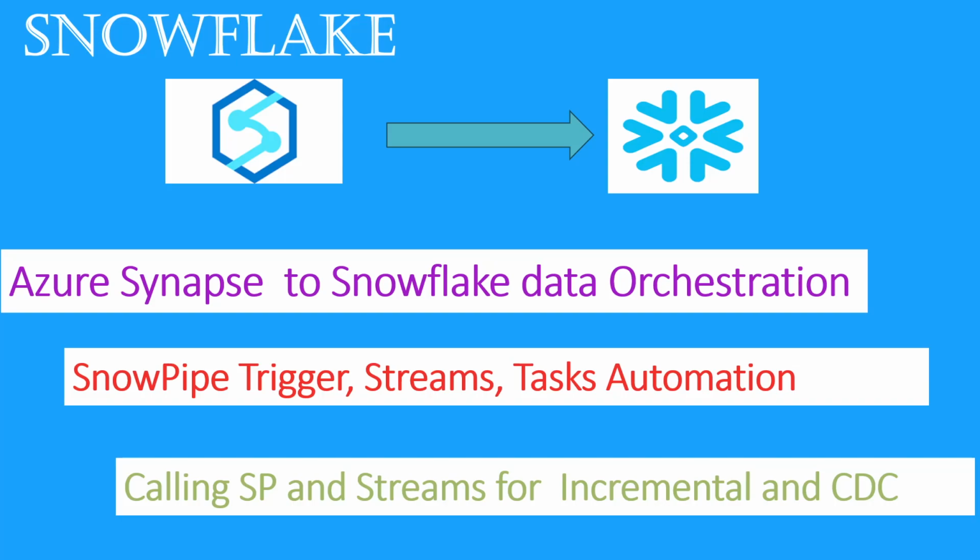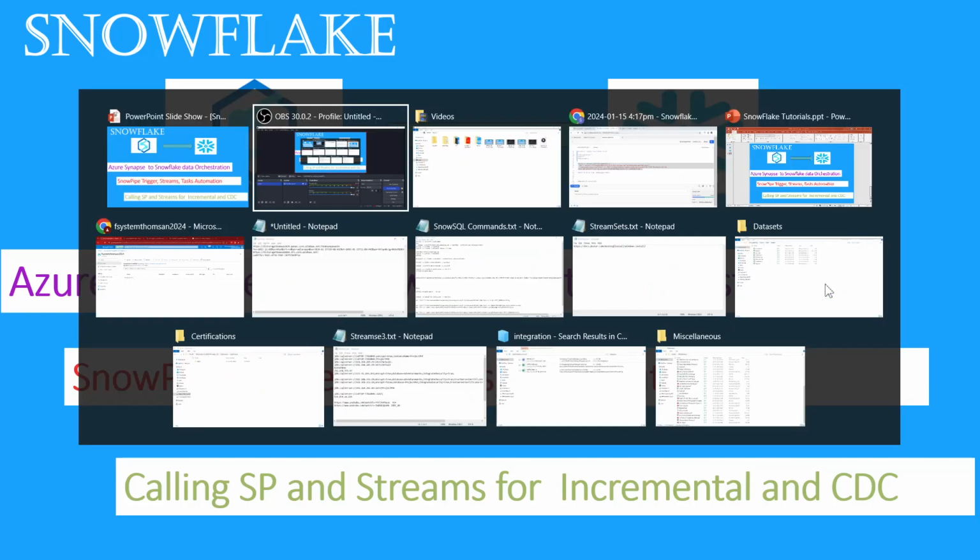Also we are going to recall some of the concepts of SnowPipe and streams, and we'll be covering a new topic, tasks, which will help us automate when we load our data from the raw table into the dimension tables. In the process we will also be making use of SPs and streams for incremental and CDC operations. So with that, let's go back to our Snowsight and understand what is the first step to begin with.